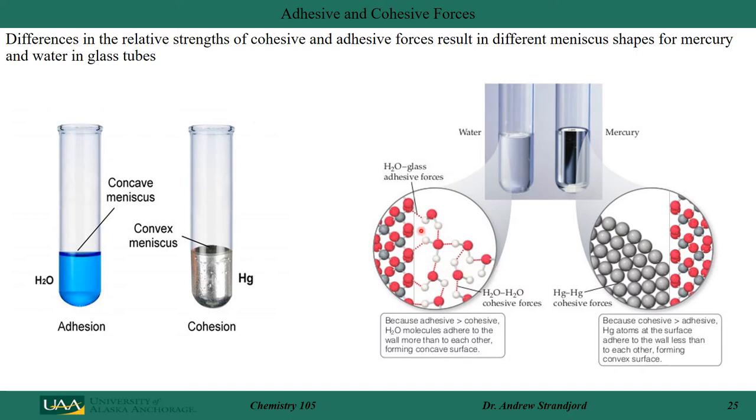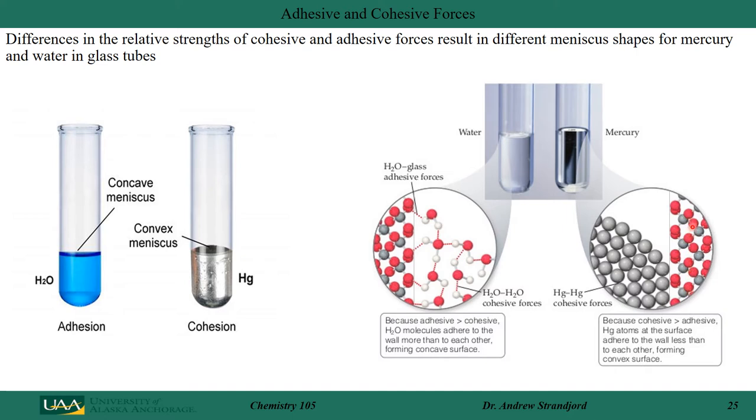If we look at this illustration, this little line represents the barrier between the solid material, which in this case would be glass, which is SiO2, and the liquid, which is water. If my adhesion is greater than my cohesive forces, the water molecules tend to adhere to the wall more. So they climb up the wall, if you will, near the wall.